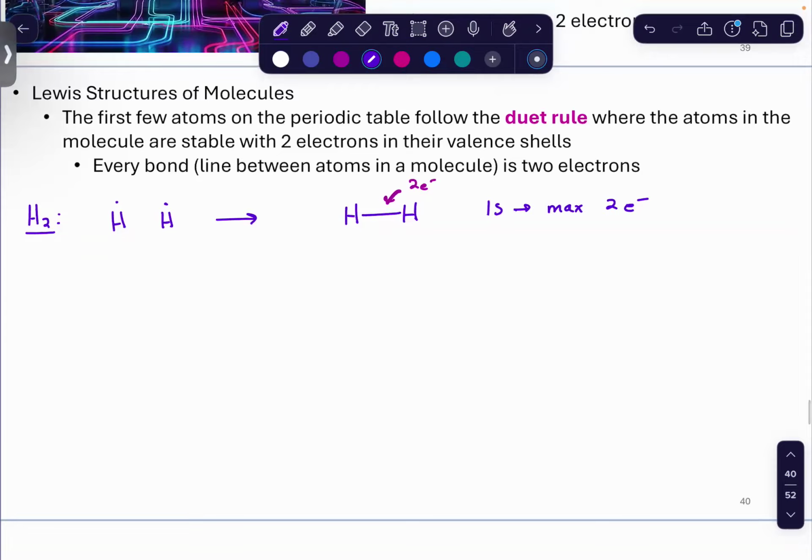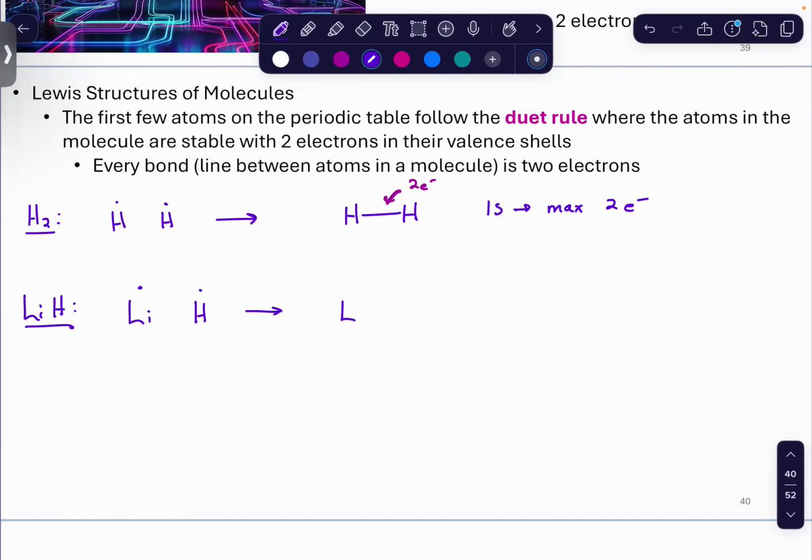Let's look at lithium hydride. This one's going to be covalent because both lithium and hydrogen are nonmetals. Lithium is in group 1, so it has that Lewis symbol. Hydrogen is in group 1, it has that Lewis symbol.